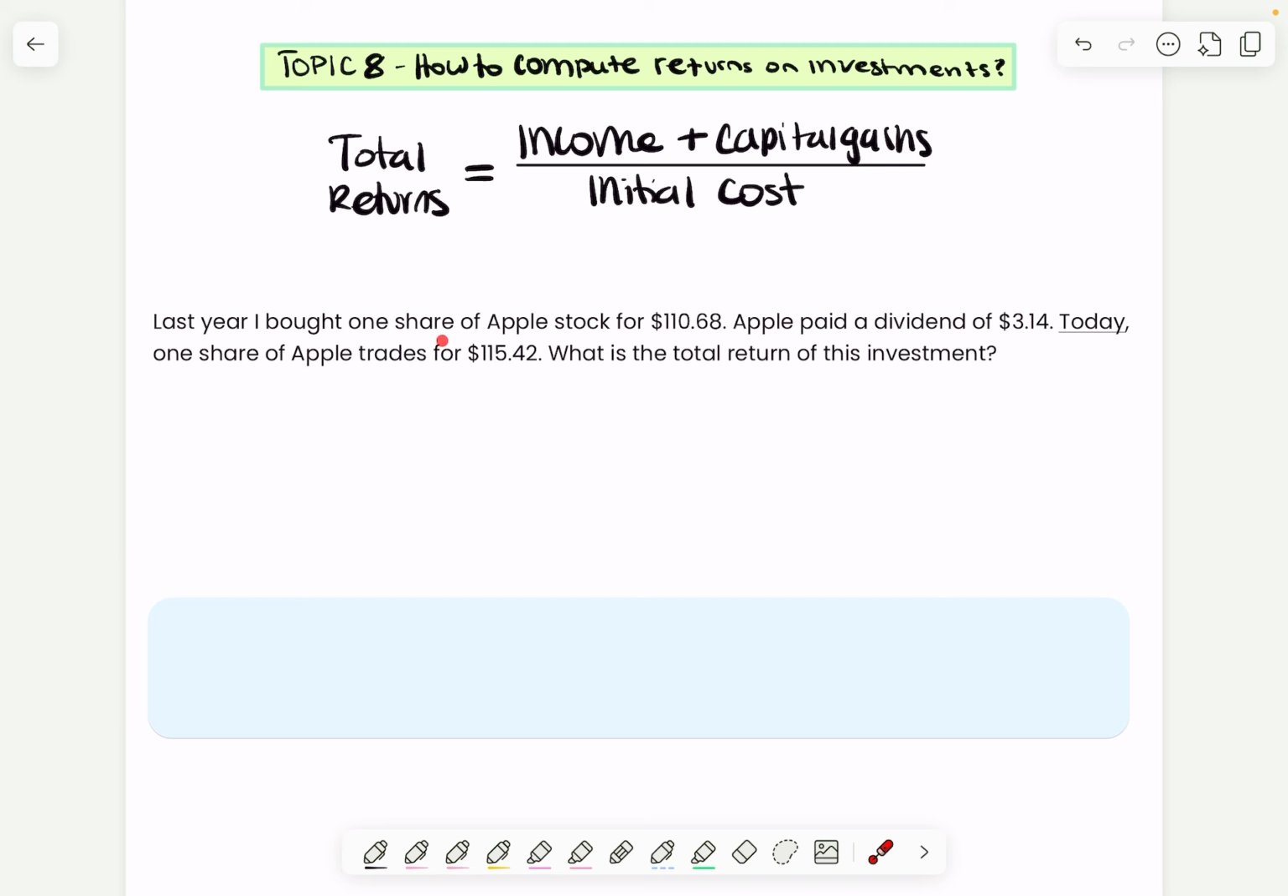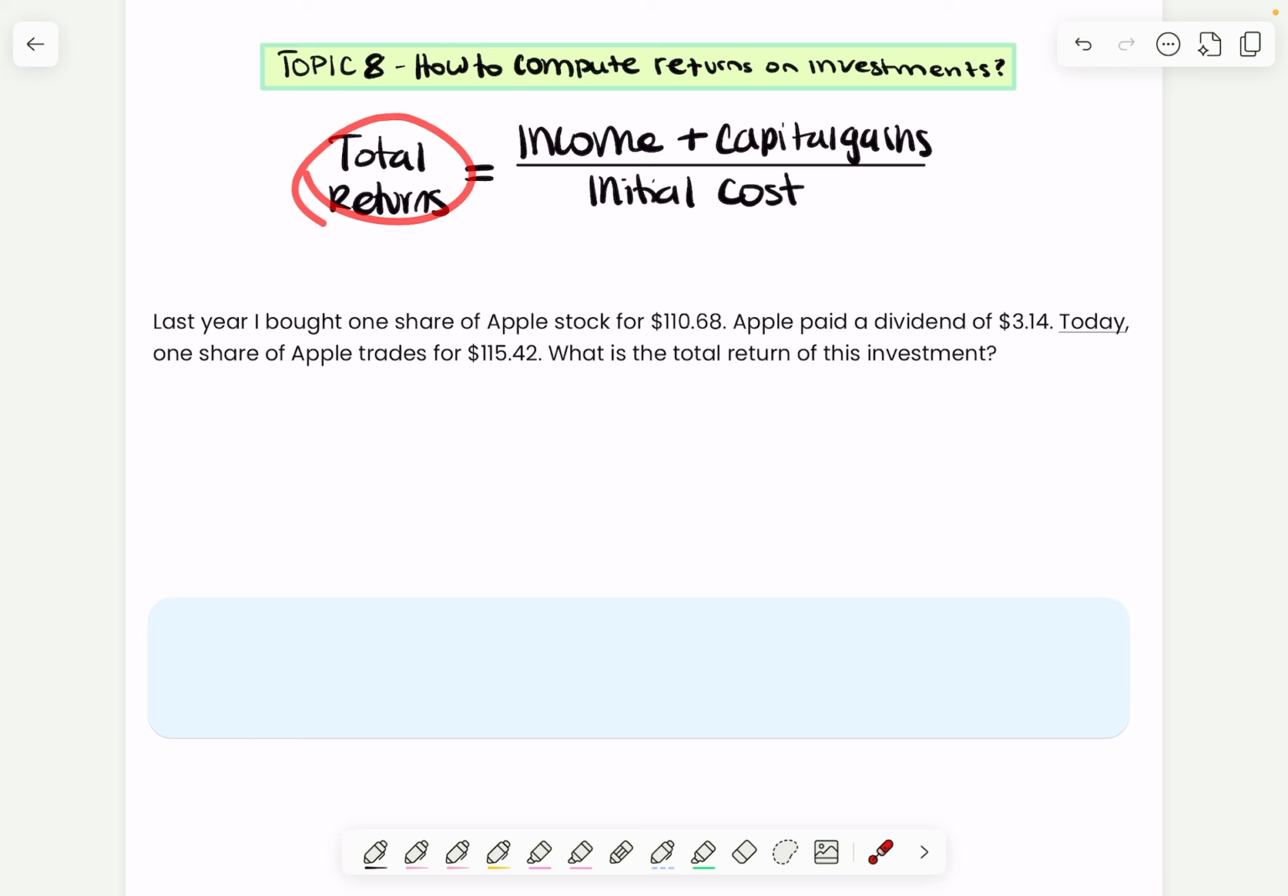Let's try an example. Last year, I bought 1 share of Apple stock for $110.68. So this is our initial cost. Apple paid a dividend of $3.14. That's how much money we have incoming. Today, 1 share of Apple trades for $115.42. What is the total return of this investment?